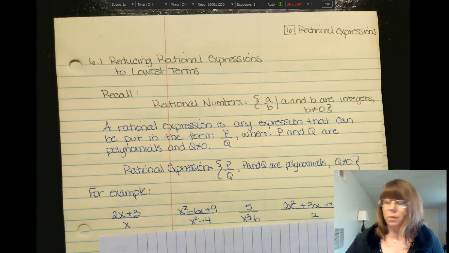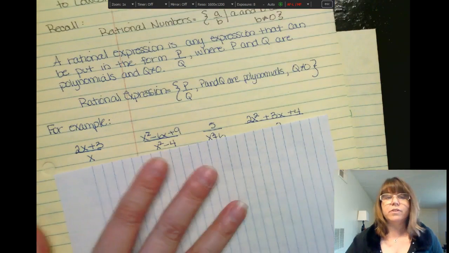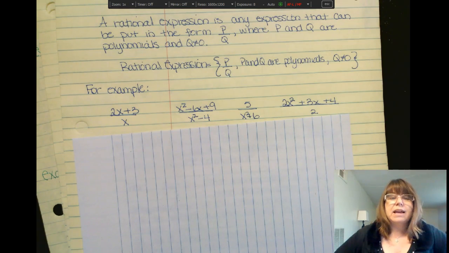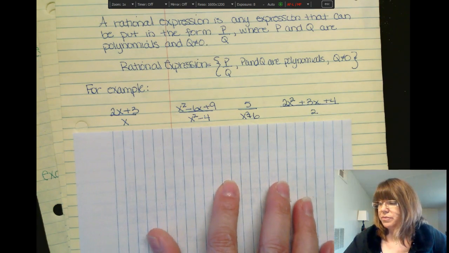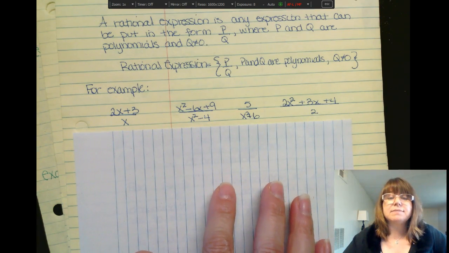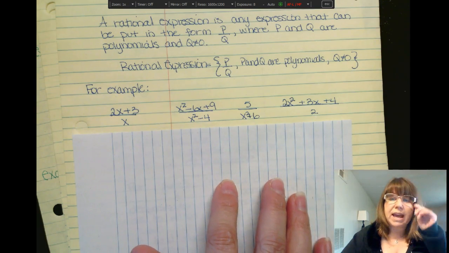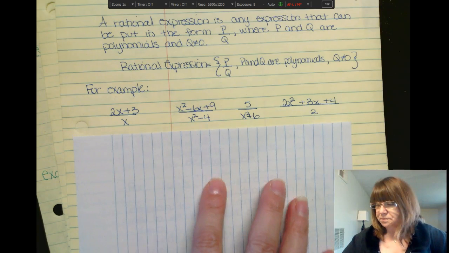So for example, 2x plus 3 all over x is a rational expression. x squared minus 6x plus 9 all over x squared minus 4 is a rational expression. 5 over x squared plus 6, rational expression, and 2x squared plus 3x plus 4 all over 2 is a rational expression.